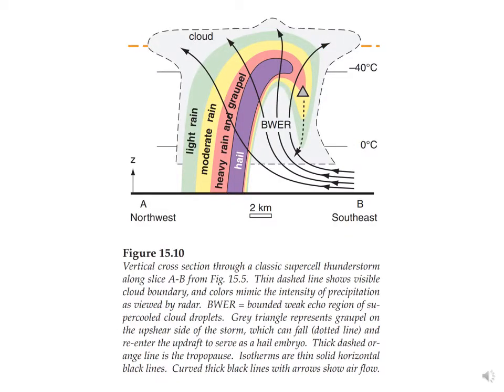Here we have the side view of the same sort of thing. So here we have the bounded weak echo region, which is the largest updrafts, the highest updrafts, and that's where the rotating mesocyclone is. And if you were driving from the northwest to the southeast through this supercell thunderstorm, you would once again have that progression of light rain, moderate rain, heavy rain and graupel, small hail, large hail, and then if you happen to punch through and there happen to be a tornado there, then you're in bad shape. So definitely don't recommend driving through a supercell thunderstorm.